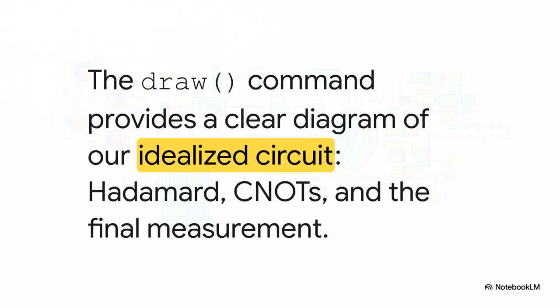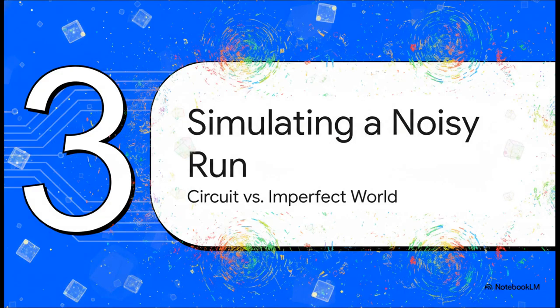Now, before we hit run, it's always a good idea to see what we've built, and that's what qc.draw is for. It spits out this awesome little diagram. You can trace the path of the qubits from left to right, see the Hadamard gate, the 2 CXs, and the final measurement. It's beautiful, right? This is our circuit in its perfect theoretical form. So yeah, it looks perfect on the screen. But that's the on-paper version. Now comes the real test.